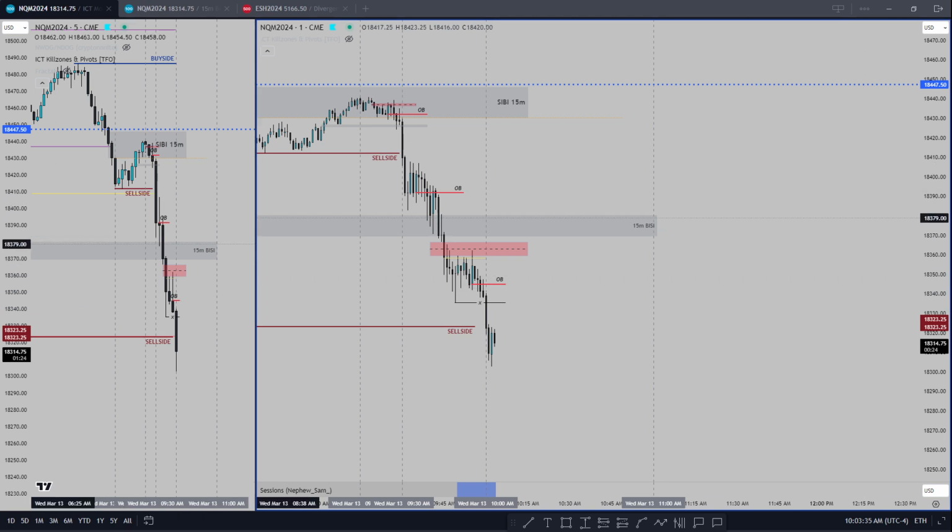But nice 15-minute market maker sell model there.